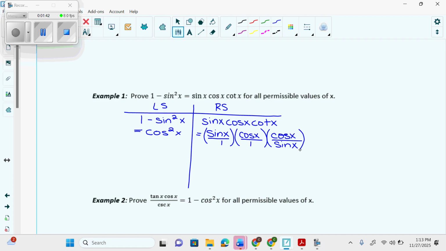So, in this case, because they're all monomials, I can cross the sine x off with the sine x. That should make you happy, because what do we ultimately need to get that side to be the same as? Cos squared. What's cos x times cos x? So a lot of people will write this and then go LS equals RS.